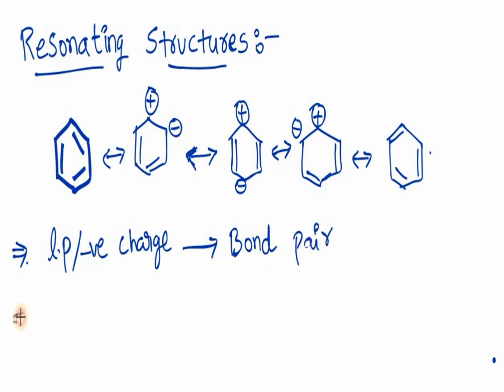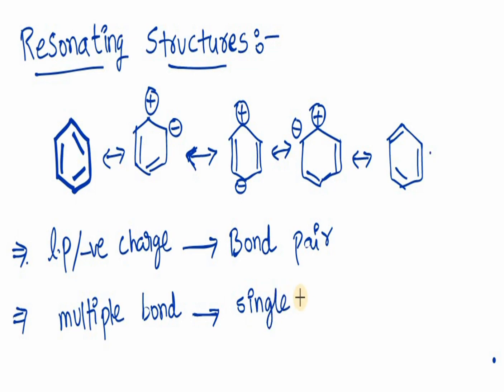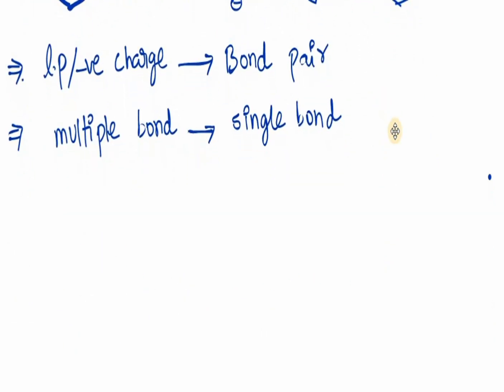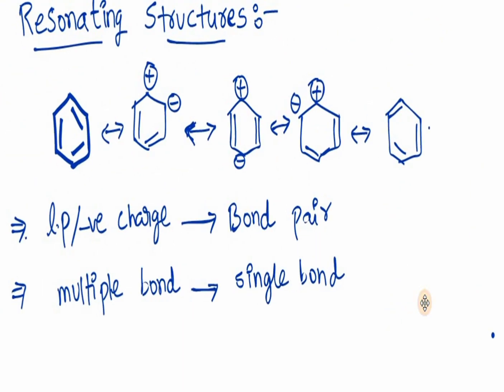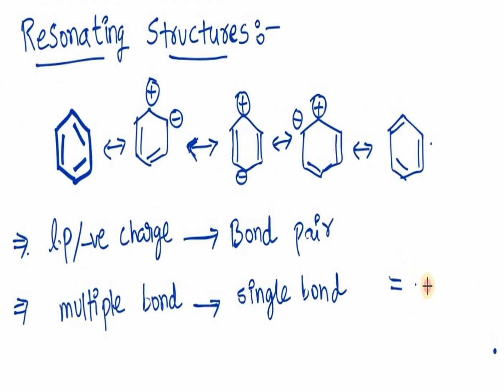Okay, so next, multiple bond converts into single bond. Like here, one more point on multiple bonds: if it is a double bond, it will convert into a single bond. If it is a triple bond, it will convert into a double bond.